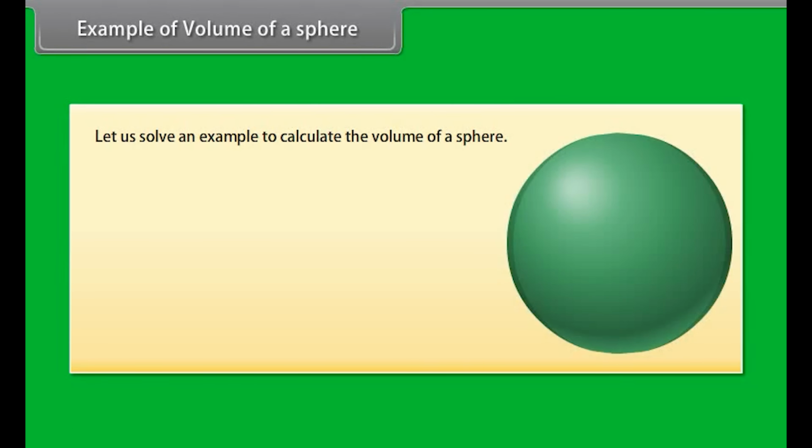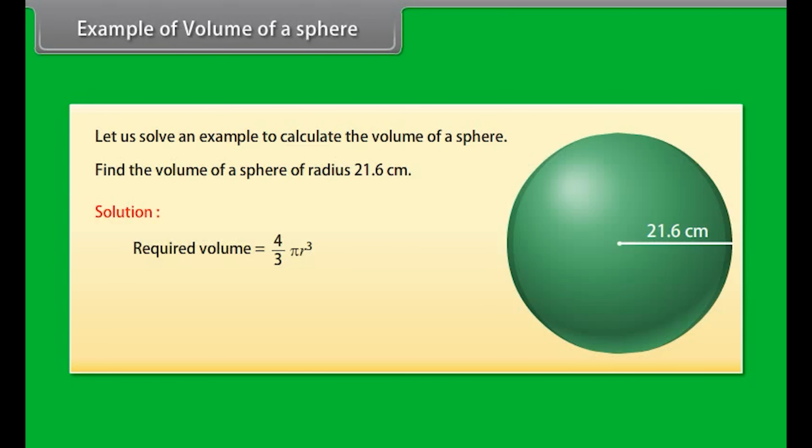Example of volume of a sphere. Let us solve an example to calculate the volume of a sphere. Find the volume of a sphere of radius 21.6 centimeter. Solution. Required volume is equal to 4/3 pi r cube, which is equal to 4/3 into 22/7 into 21.6 into 21.6 into 21.6 centimeter cube, which is equal to 42230.34 centimeter cube.